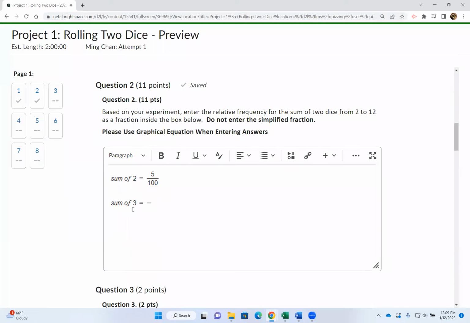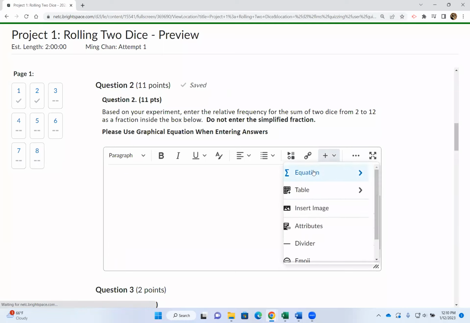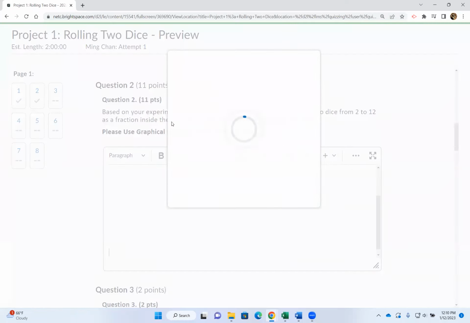Keep on writing it. So don't enter your answer in one graphical equation. For one row of the answer, that will be one graphical equation. For the second row, that's another graphical equation. Otherwise, I might not even see what you entered. Okay, so do that all the way down to 12. Okay, so the last one should be the sum of 12.